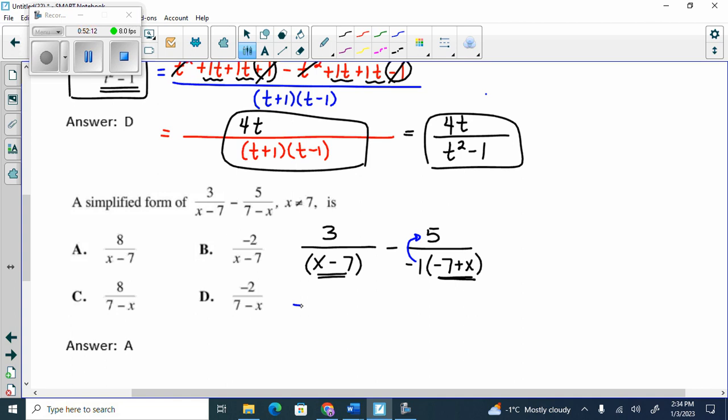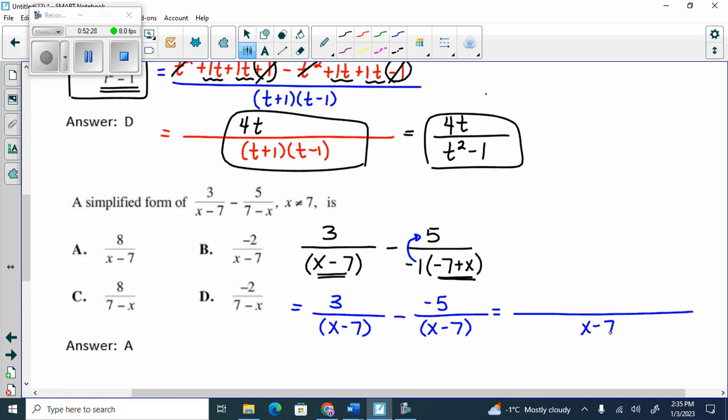So I'm going to get 3 over x minus 7 minus negative 5 over x minus 7. Same denominator, so I can write it all over one denominator. And in the top, I get 3 minus a minus 5. So that's plus 5. So that's going to give me 8 over x minus 7. And my restriction here, x can't equal 7.